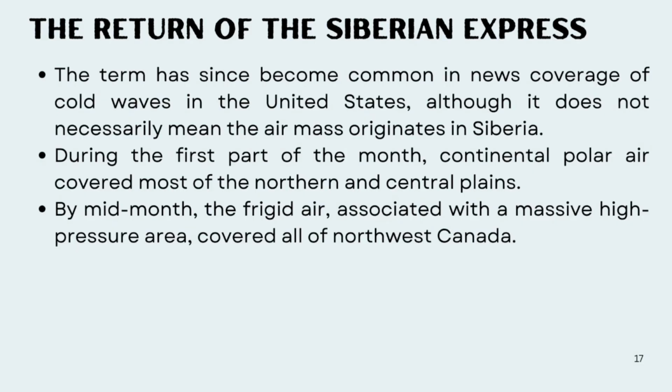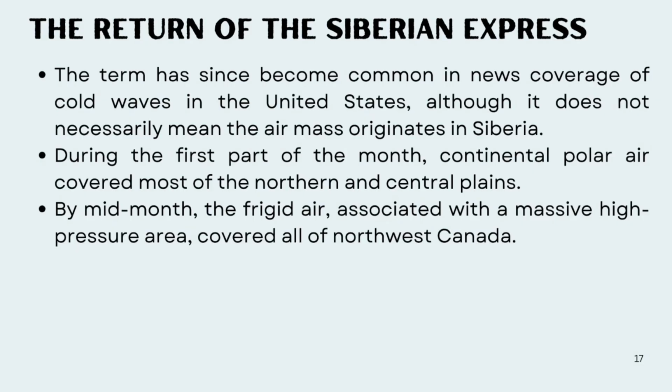During the first part of the month, continental polar air covered most of the northern and central plains. As the cold air moderated slightly farther to the north, a huge mass of bitterly cold Arctic air was forming over the frozen reaches of the Canadian Northwest Territories.